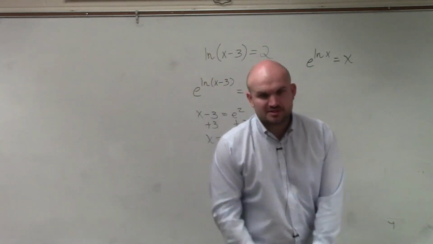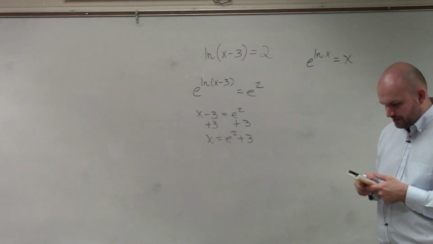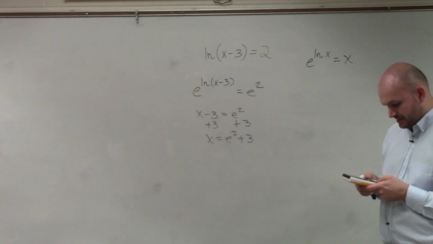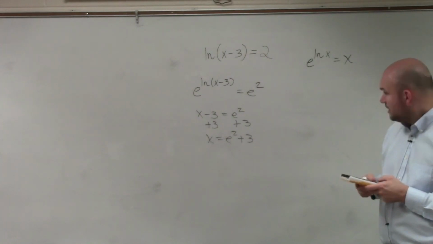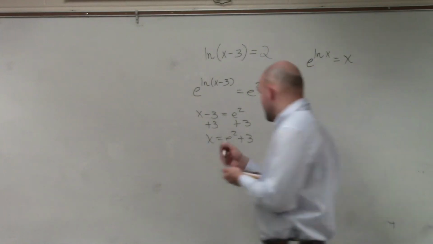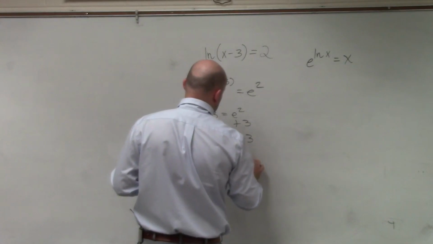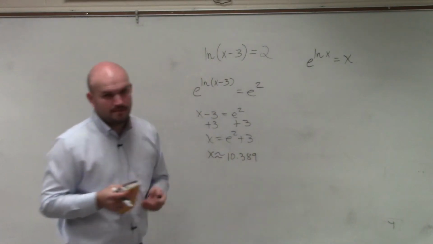And then the problem says to approximate to 3 decimal places, correct? So I'll take my calculator and I'll just do e raised to the second power, and then plus 3, and I get 10.389. And there you go.